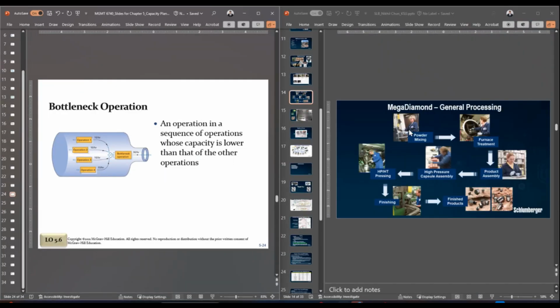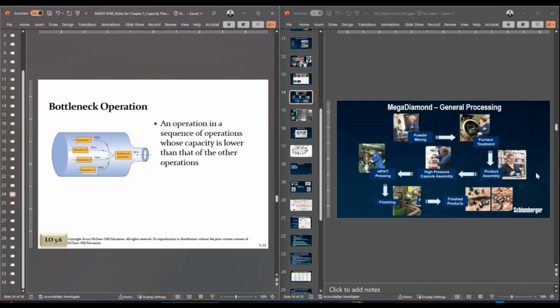Sweet, yeah. Let's look at the bigger picture for now. These are the important process steps while diamond manufacturing. Process one, powder mixing, furnace treatment, product assembly. Let's take an example of product assembly. You can see this operator, in her hand she has some small aluminum cups in which she is adding some powders.